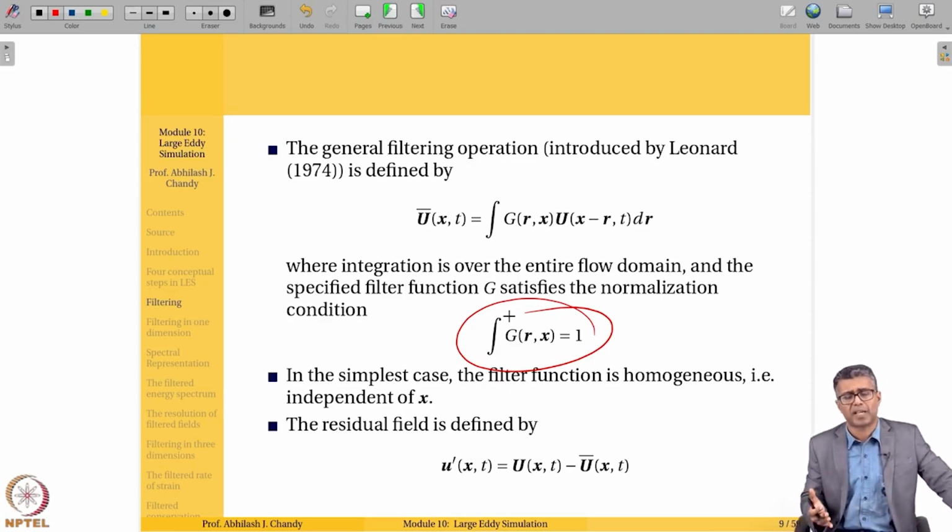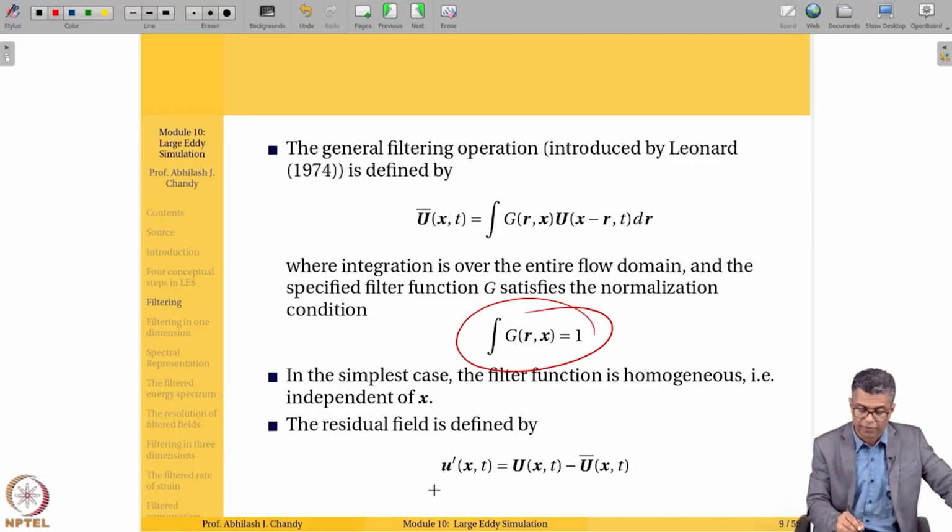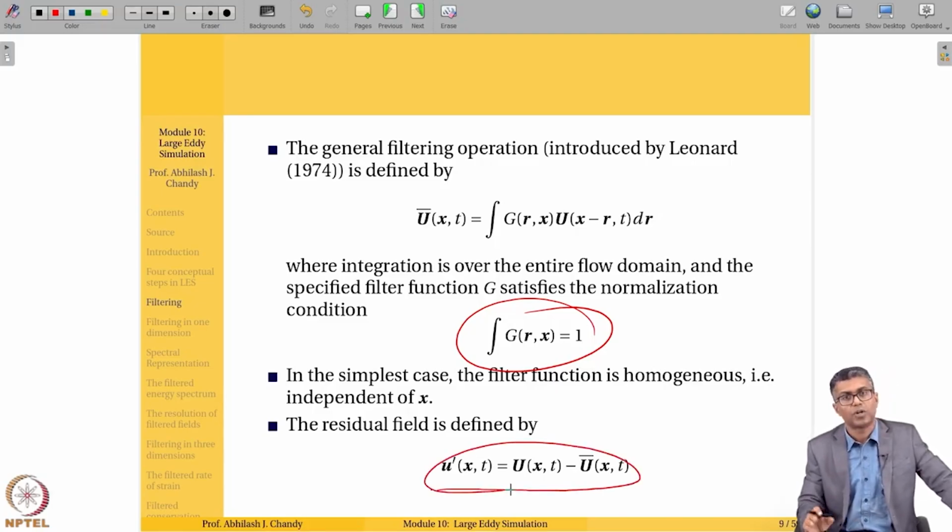Now, the simplest case scenario is that your filter function is homogeneous, meaning it is independent of X. Okay, that's the simplest case scenario, and we use that quite a bit. Now, your residual field is defined as U minus U bar, isn't it? That's how the filtering operation was defined. U is equal to U bar plus U prime. So U prime is equal to U minus U bar.